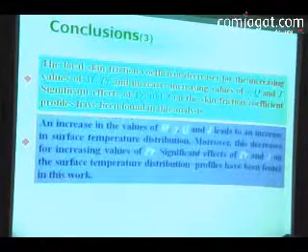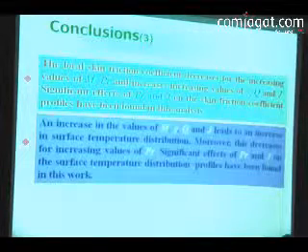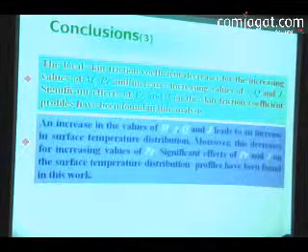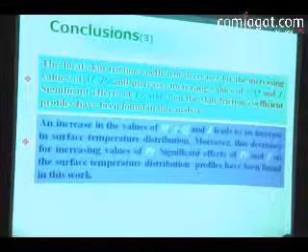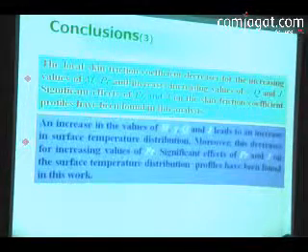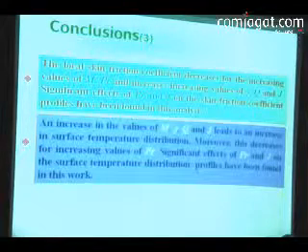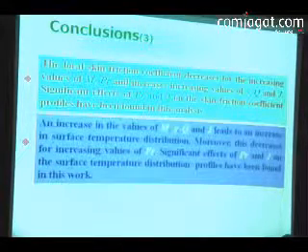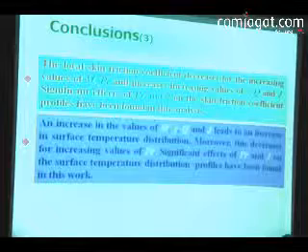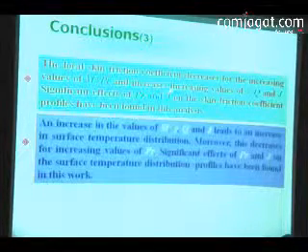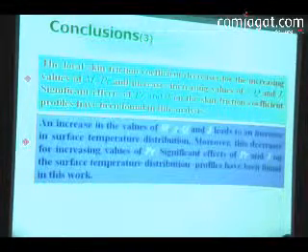The local skin friction coefficient decreases for increasing values of magnetic parameter and Prandtl number, and increases for increasing values of thermal conductivity variation parameter, heat generation parameter, and Joule heating parameter. Significant effect for Prandtl number and Joule heating parameter is shown here.